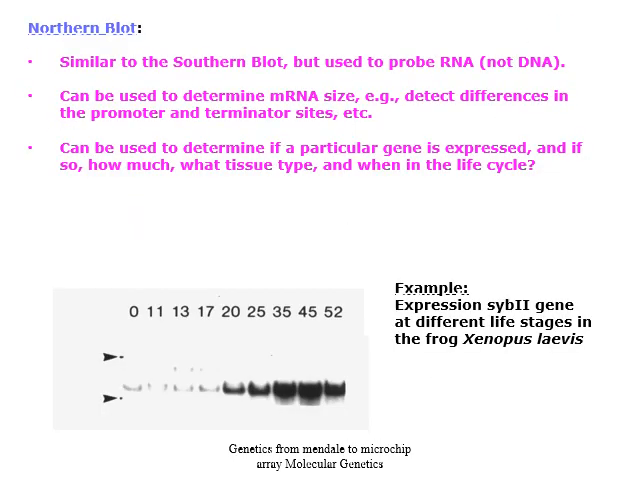Northern blot is similar to the Southern blot, but used to probe RNA, not DNA. It can be used to determine the single RNA size, detect differences in promoter and terminator size, and determine if a particular gene is expressed, and if so, how much, in what tissue type, and when in the life cycle. Expression of the C2 gene at different life stages in the frog Xenopus laevis.